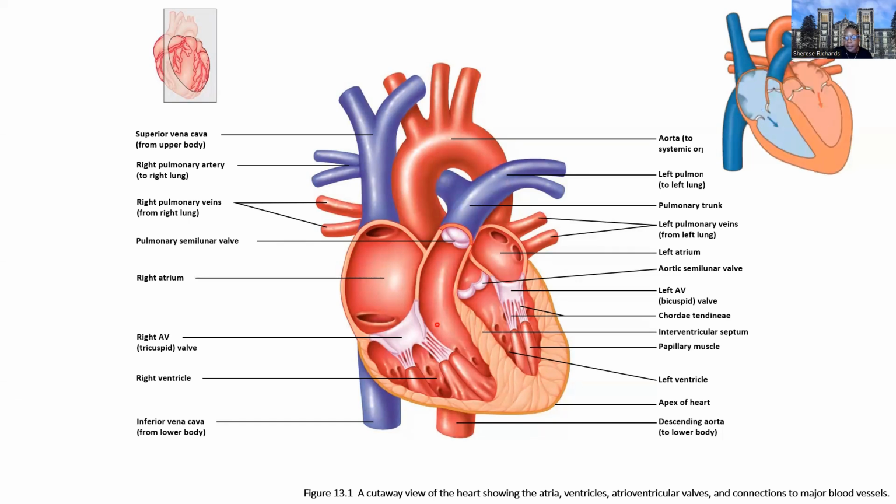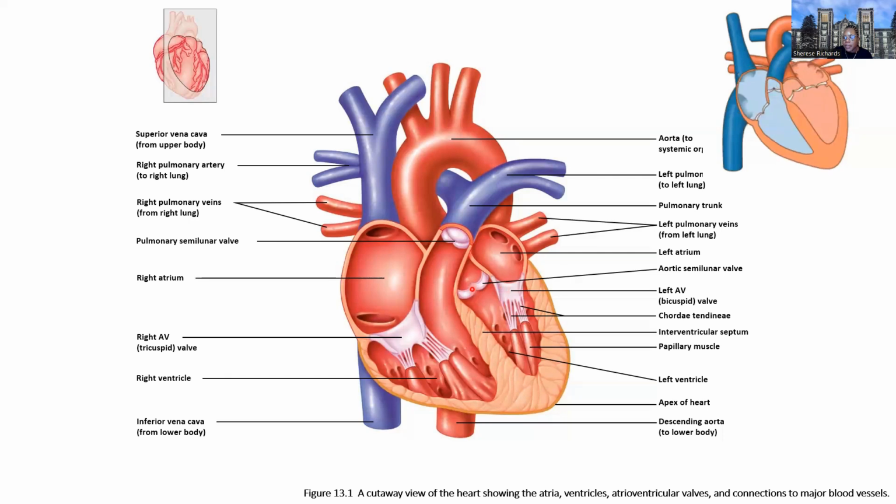Okay. And then in between these chambers, so we have four main chambers, they're separated from each other by valves. So we're going to have four valves as well. We can think about these valves that separate atria from ventricle as AV or atrioventricular valves. On the right, it's the tricuspid. On the left, it's the bicuspid.